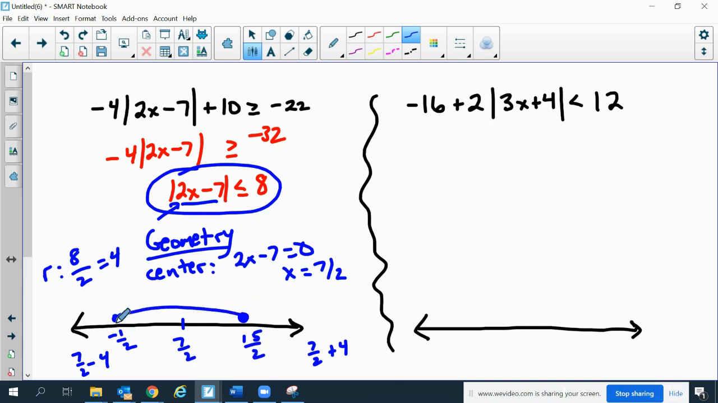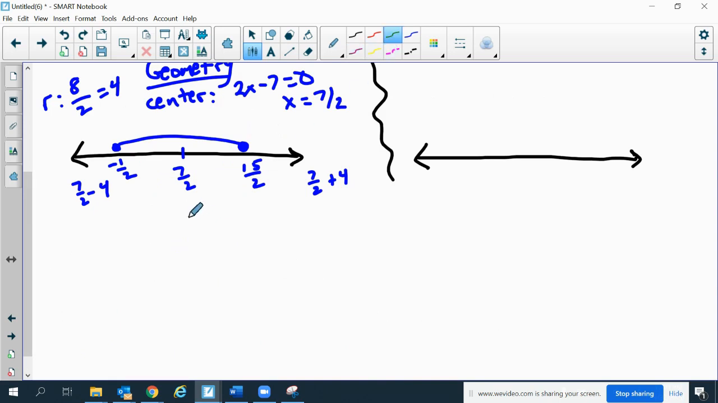And then I know that I'm going to draw the graph on the inside, because when I look at what happens when I isolated the absolute value, my distance has to be less than or equal to something. So my answer would be negative 1/2, 15/2, both in brackets.